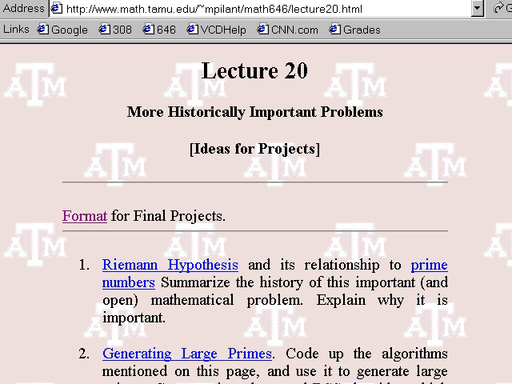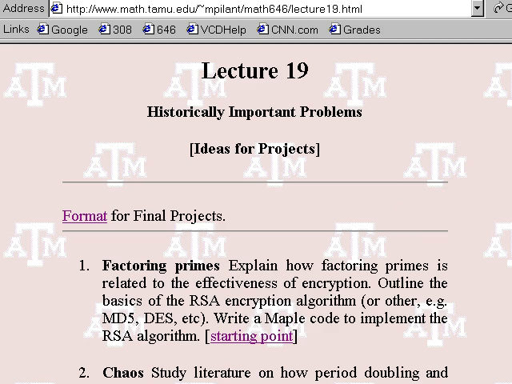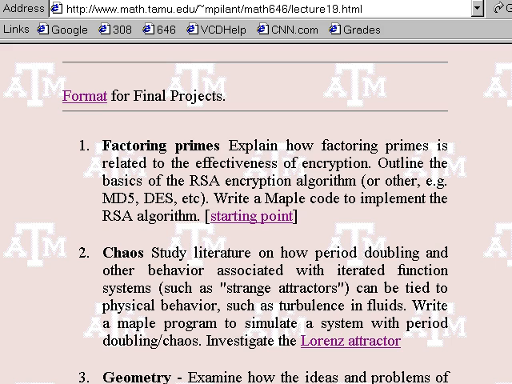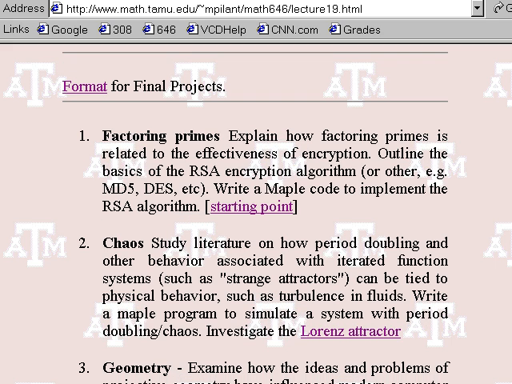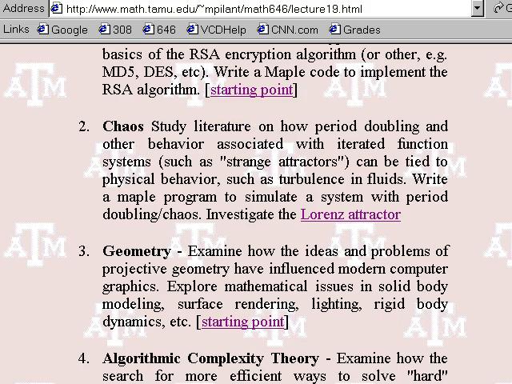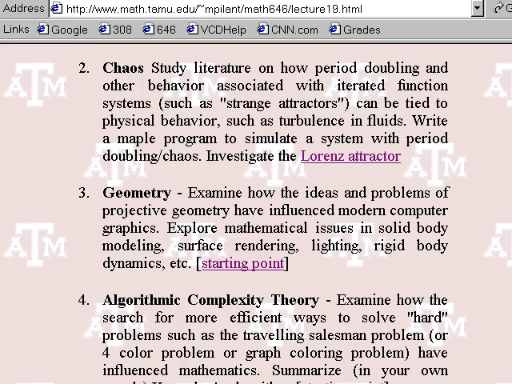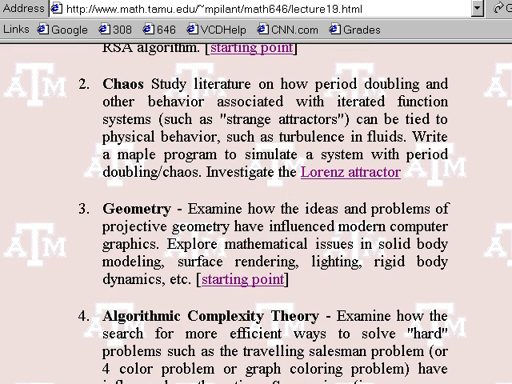These are considerably more challenging problems, and I'd like to just recall that in the previous lecture, 19, I had 10 historically important problems. The first one was factoring primes and relating that to what's called the RSA encryption algorithm, and I gave a starting point for that. There's a classic recent problem in chaos and dynamical systems. In fact, there's a very much of an open problem that was just recently solved regarding the Lorenz attractor, whether it was a strange attractor or not. I always assumed that it was known that it was, but it was just proven recently that it was.